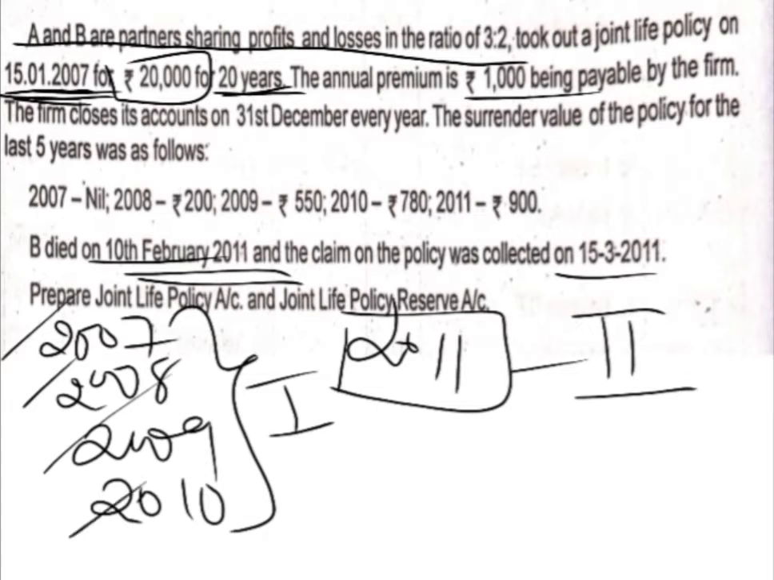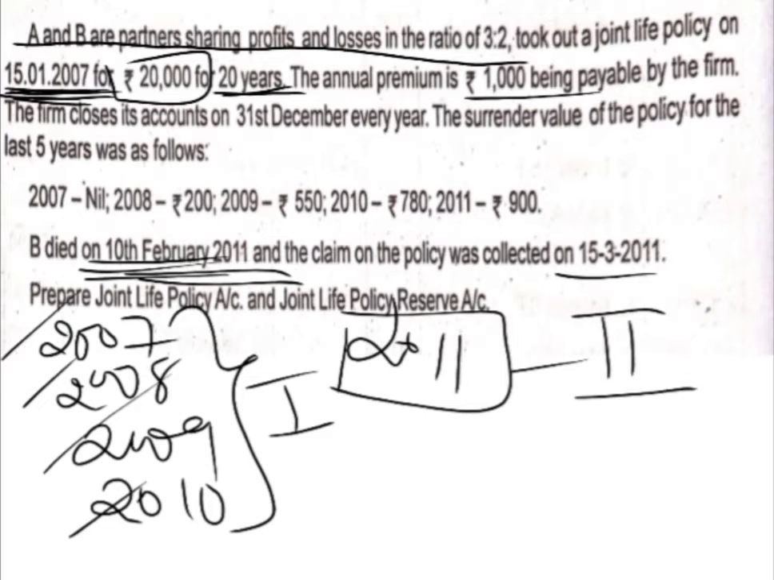2009 and 2010. In the year 2011, that is second set of entries have to be passed. Here we have to first verify whether the partner died before making the payment of annual premium or after making the payment of annual premium. The premium becomes due on 15th January 2011, okay, but the partner died on 10th February, so which means that after paying the annual premium one of the partners has died. So we have to also make the entry for making the payment of annual premium.